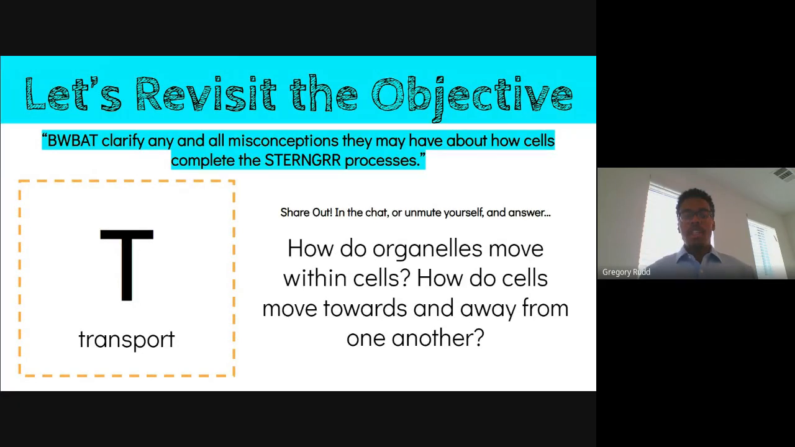The T in Stirninger stands for transport. So how do organelles move within cells? And then how do some cells move towards and away from one another? Can we think of any examples of that? How do organelles move within cells?